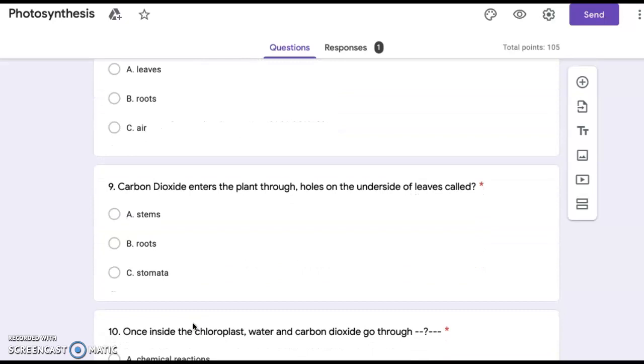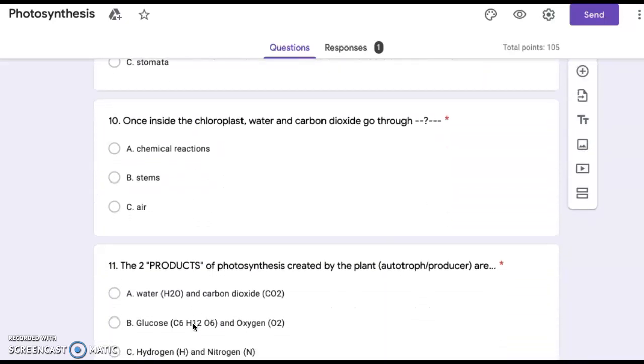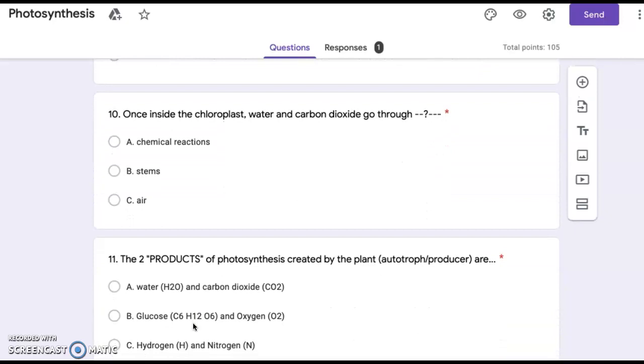Number 9. Carbon dioxide enters the plant through holes on the underside of leaves called A. Stems, B. Roots, C. Stomata. Number 10. Once inside the chloroplast, water and carbon dioxide go through A. Chemical reactions, B. Stems, C. Air.